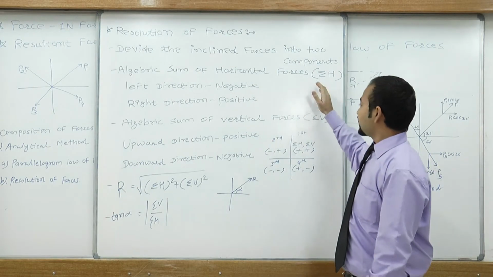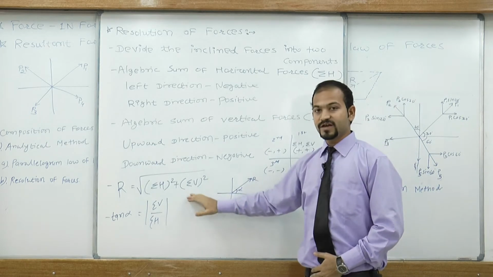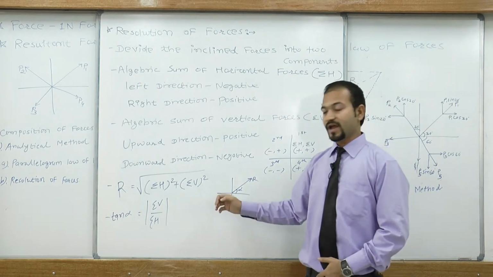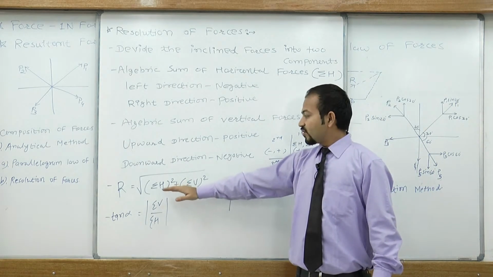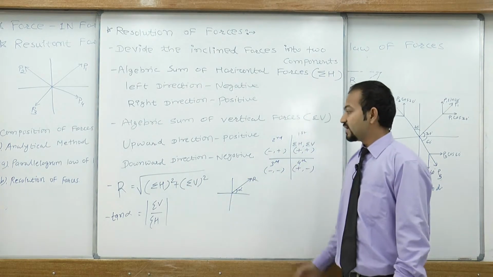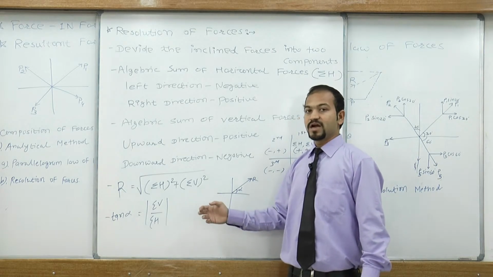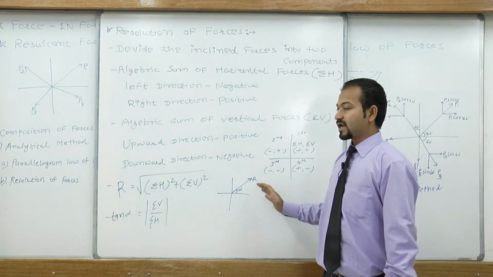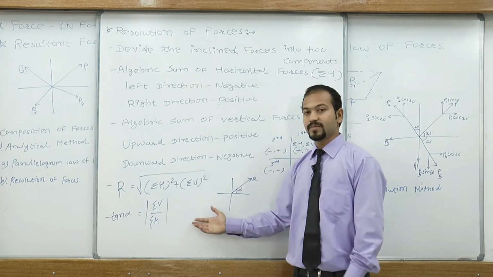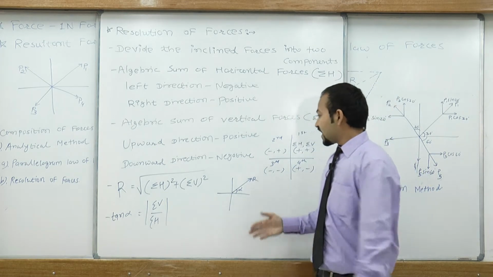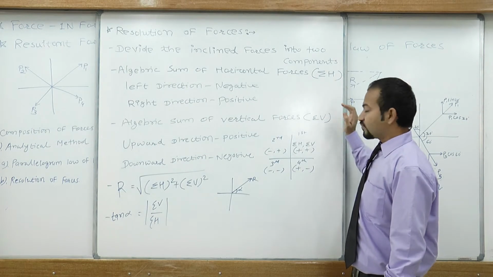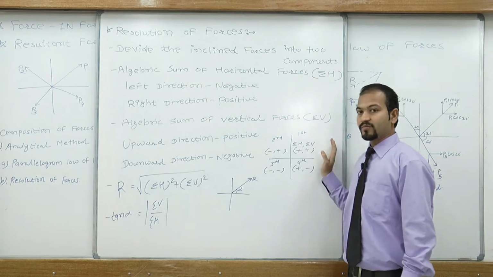Then after finding sigma H and sigma V, we find the resultant force and its quadrant. The formula for the resultant force is R equal to under root sigma H square plus sigma V square. For the direction, the angle alpha at which the resultant force lies in a quadrant is tan alpha equal to mod of sigma V upon sigma H. Then from the signs of sigma H and sigma V, we find the quadrant of the resultant force.